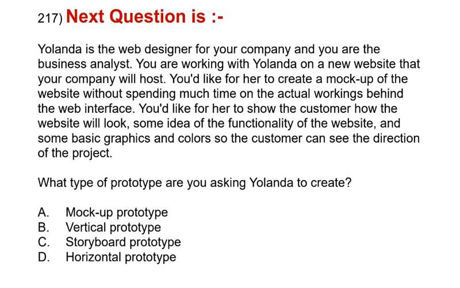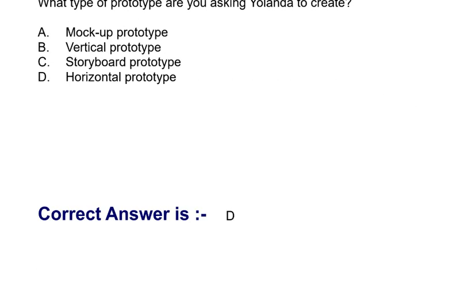Option A, mock-up prototype. Option B, vertical prototype. Option C, storyboard prototype. Option D, horizontal prototype. Correct answer is option D.